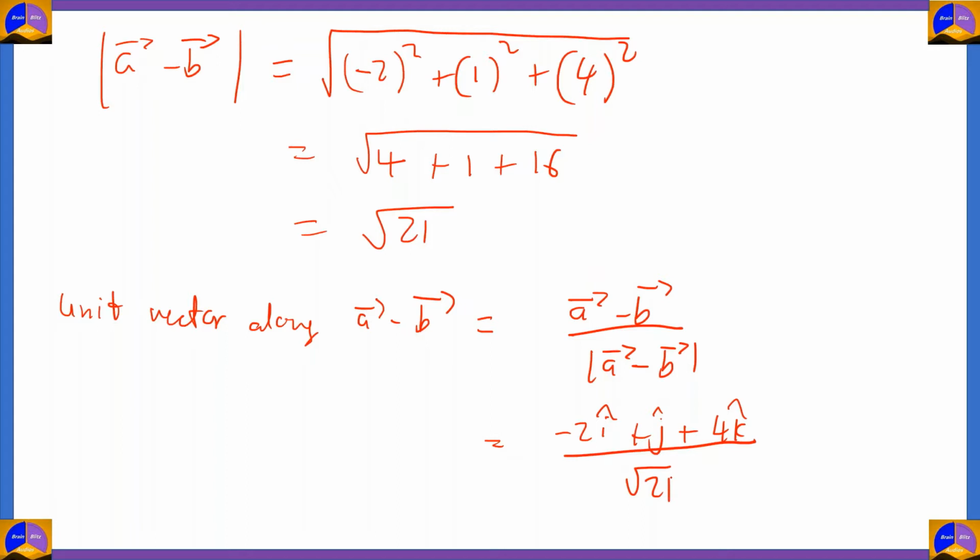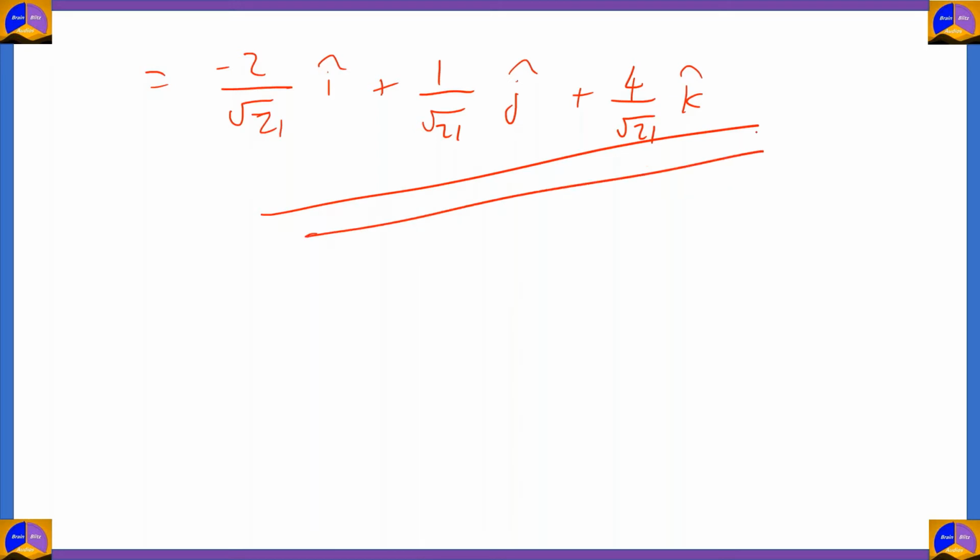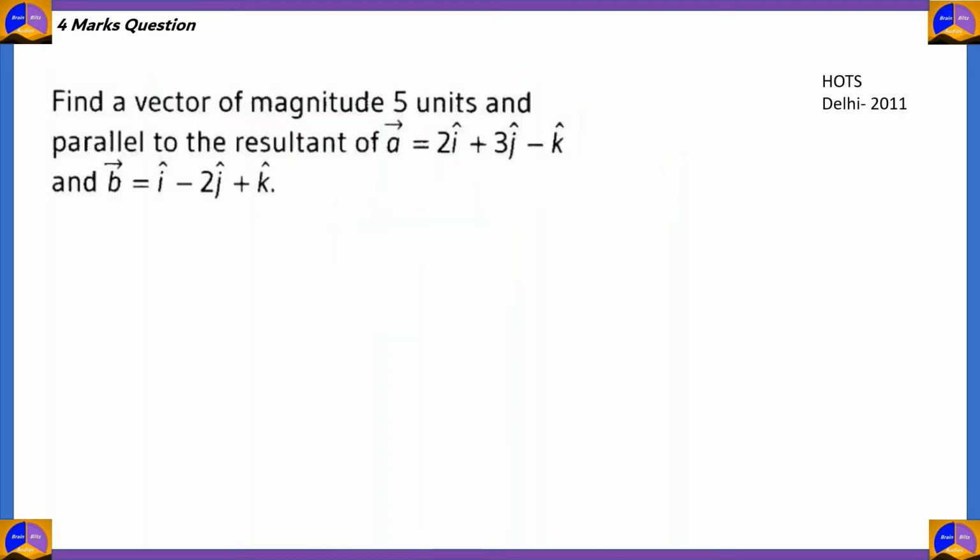But in order to completely find out the unit vector and to completely represent it, let's distribute this denominator to each of the terms. So what I mean is we can write this as minus 2 by root 21 i cap plus 1 by root 21 j cap plus 4 by root 21 k cap. This is the value of the unit vector. And that ends our first question. Let's look at our second question.